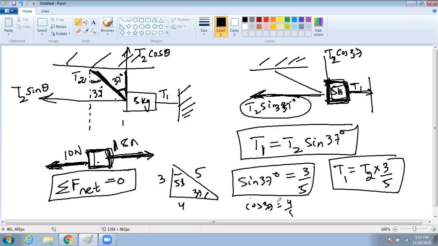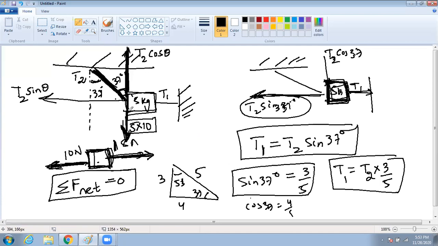How do we find T2? Now, this force is balancing the weight of this mass. So what is the weight of this mass? 5 into 10. That means the vertical component of this tension is balancing the gravity, because the weight is not falling down.